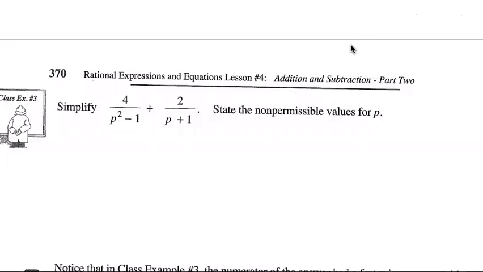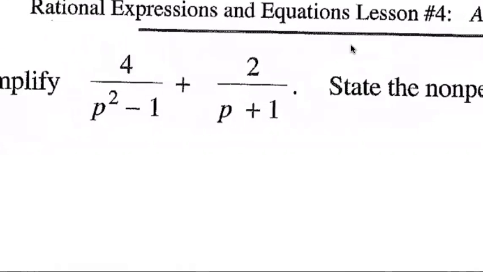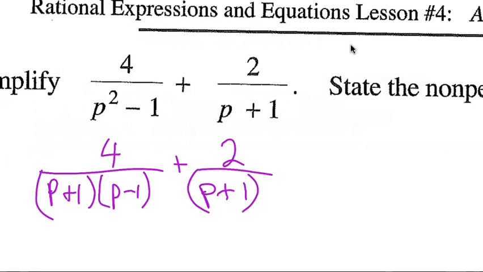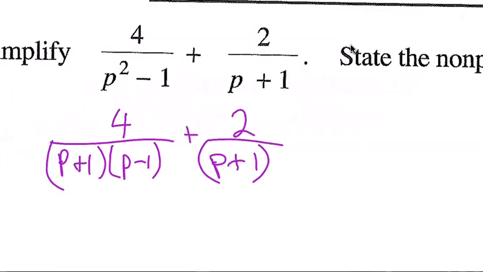Before I can state the non-permissible values or simplify, I need to factor this p squared minus 1. You should be able to see that very quickly factors to p plus 1, p minus 1, because that is difference of squares, plus 2 over p plus 1. So my non-permissible value for p plus 1 is going to be negative 1. My non-permissible value for p minus 1 is going to be positive 1. And this p plus 1 is the same as our first one, so that's a negative 1.